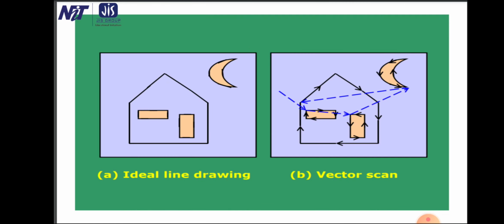Let us see how this line drawing can be generated in a random scan or calligraphic scan display. This is an ideal line drawing. Forget the filling part; we will see how region filling can be done with the help of line drawing again. But let us worry about only one thing. We have a house with a window and a door, and there is a moon. I have done the filling myself to give it a slightly better appearance, but don't think about how to fill this region.